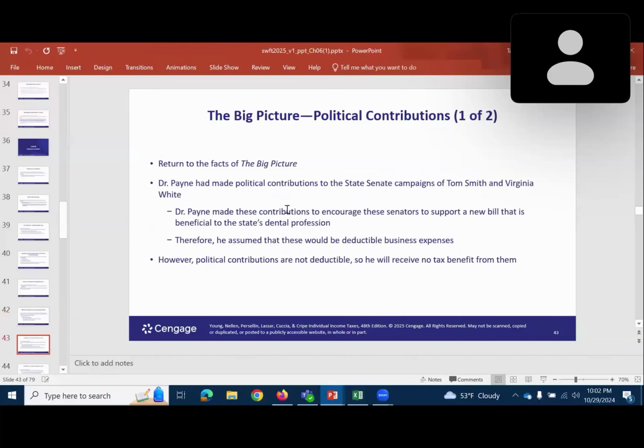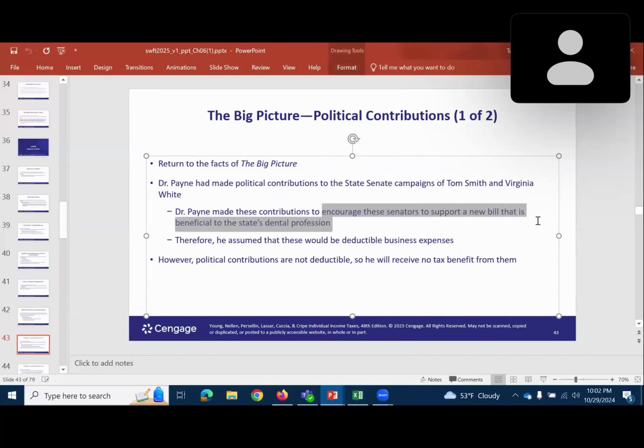So Dr. Payne made political contributions to the state campaign for Tom Smith, $1,000, and Virginia White, $1,000. He made these contributions to encourage these senators to support a new bill that's beneficial to the state's dental practice. Therefore, he assumed that these would be deductible business expenses, but they're political. They're not deductible. He will receive no benefit from them.